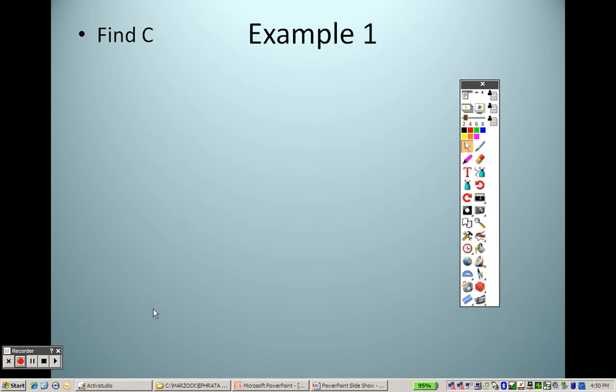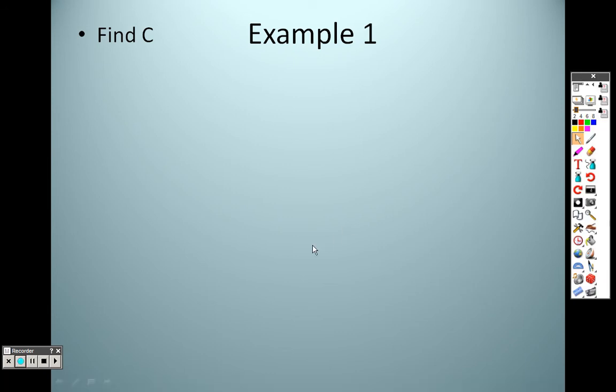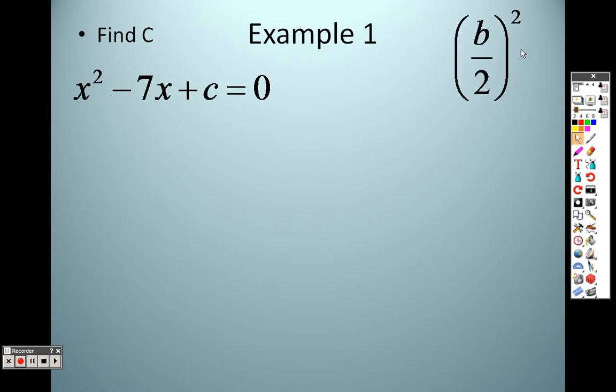All right, so all we're going to do with example 1 is find C. That's all I'm really concerned with. So let's see if we can find C. To find C in this one, you need to find your B, and your B happens to be negative 7. So we remember our formula, which is B over 2 squared.